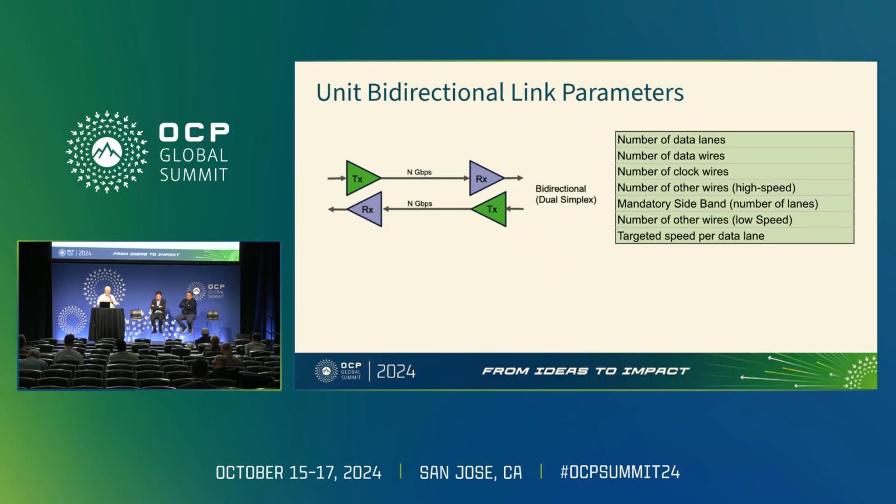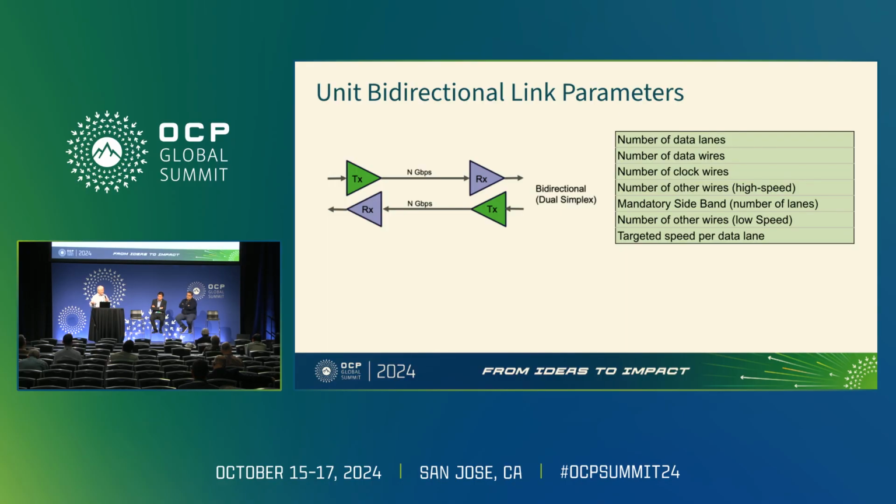Lots of white paper text to describe all that. The second is more quantitative, so how many data lanes do you have? How many data wires? If it's single lane and signaling, those two would be the same, but if it's differential signaling, obviously you have 2 wires for every data lane. How many clocks do you have?